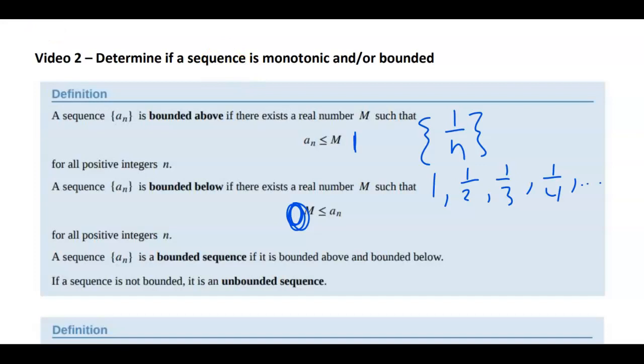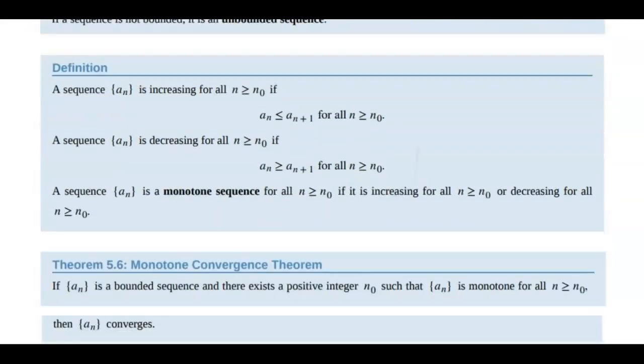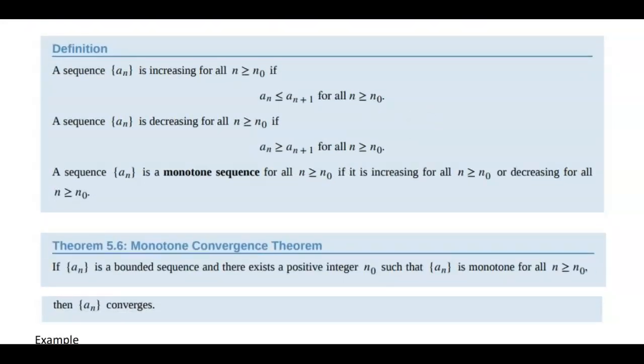If you look at increasing and decreasing, then this gets us into whether or not we can converge. So if you have a bounded sequence and you know that the sequence is either monotonically increasing or monotonically decreasing, then you can show that the sequence is convergent. Now, what does it mean by monotonically increasing and decreasing?